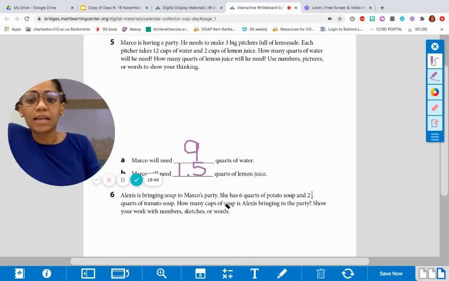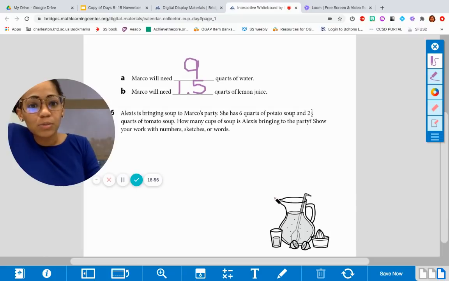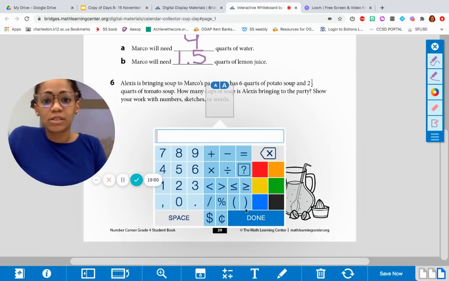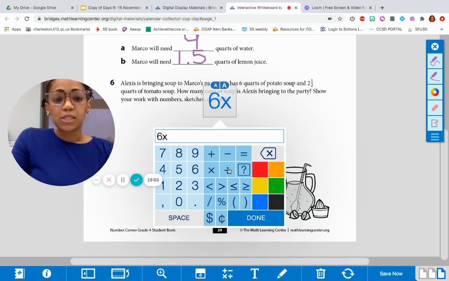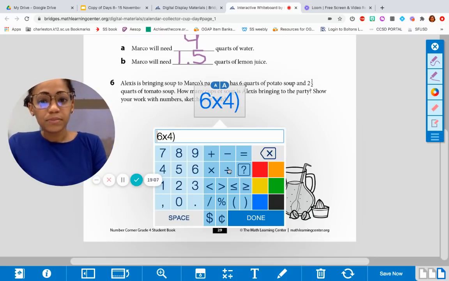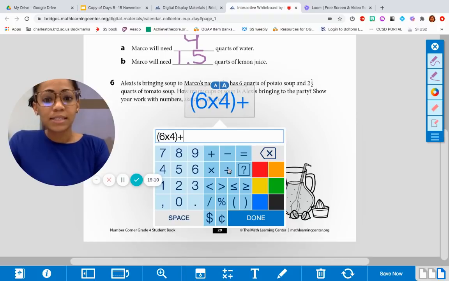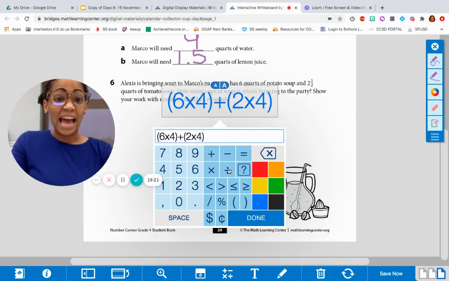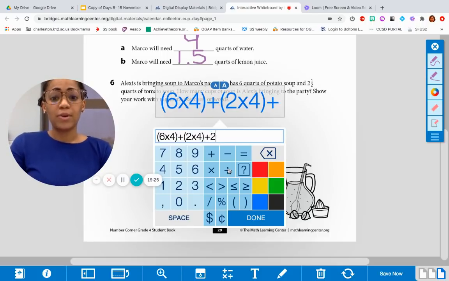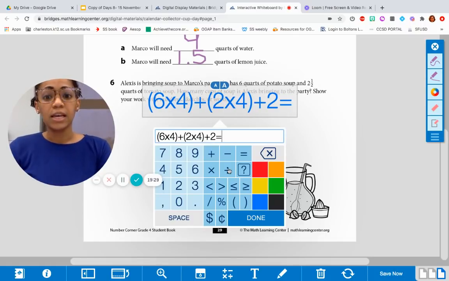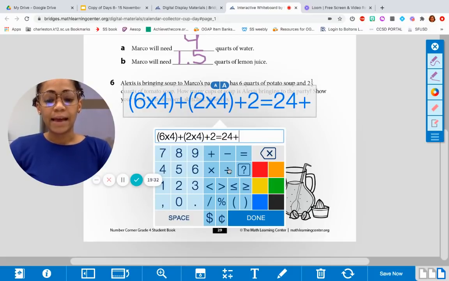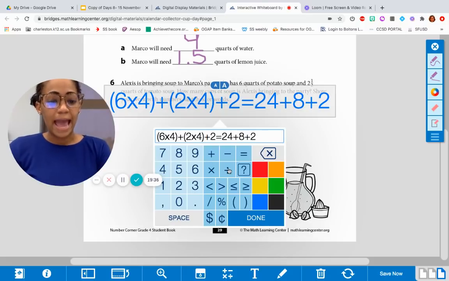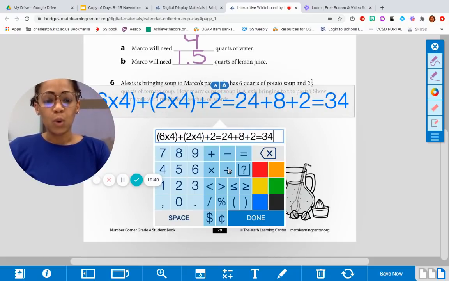And the last problem, Alexis is bringing soup to Marco's party. She has 6 quarts of potato soup and 2 1/2 quarts of tomato soup. How many cups of soup is she bringing? Okay, so I'm just going to do this very quickly for the sake of time, because hopefully you work this out. 6 quarts, and there are 4 cups in each quart. Plus she has 2 1/2 quarts, which means I have 2 times 4, and then a half of 4. So I'm just going to record that as 2 for my half. I know half of 4 is 2. Okay, 6 times 4 is 24. Plus I have 8 for 4 times 2. Plus I have another 2 for my half, which gives me 34 cups.